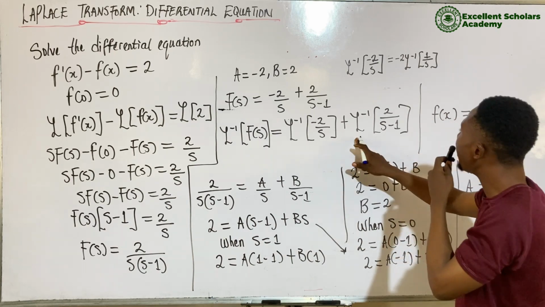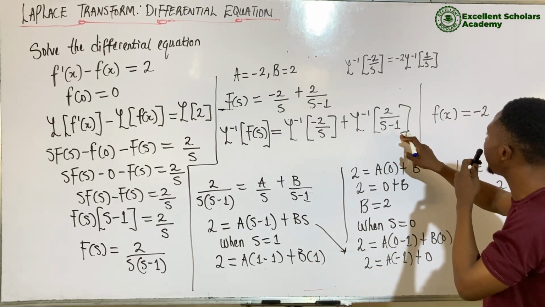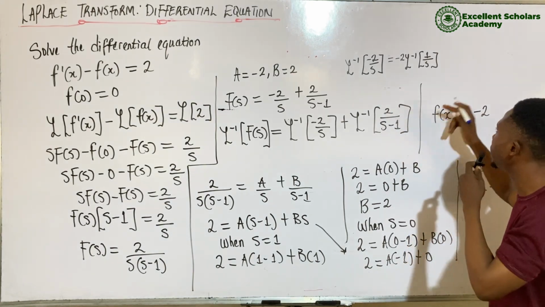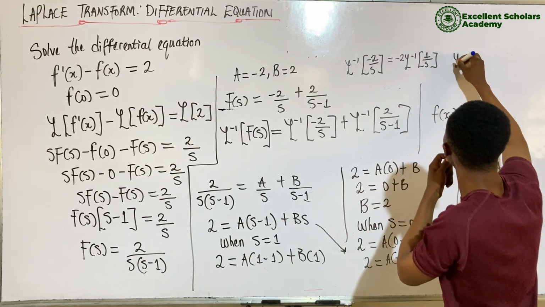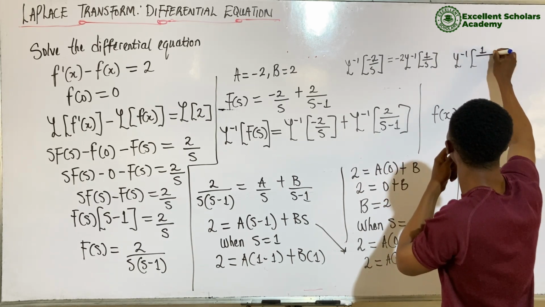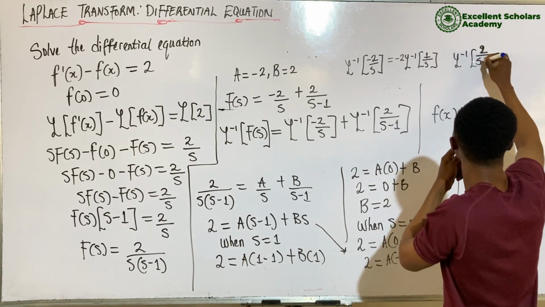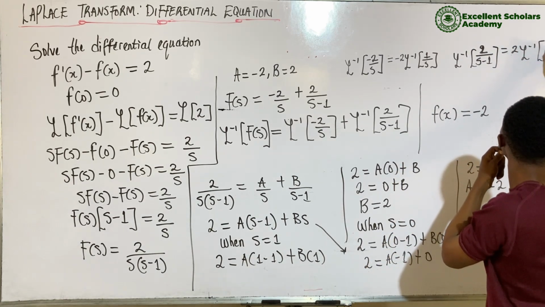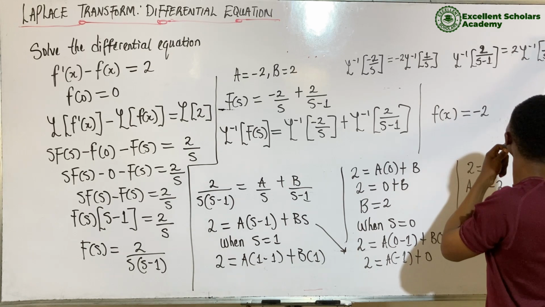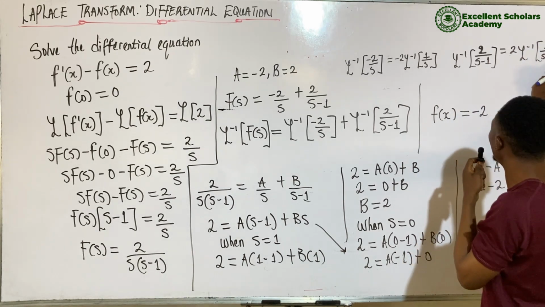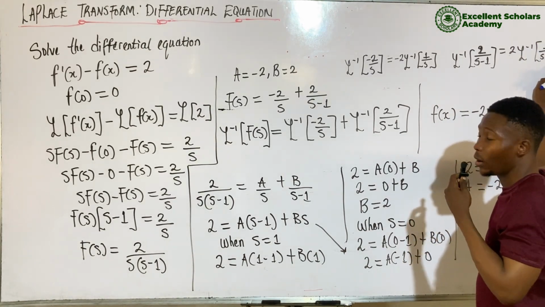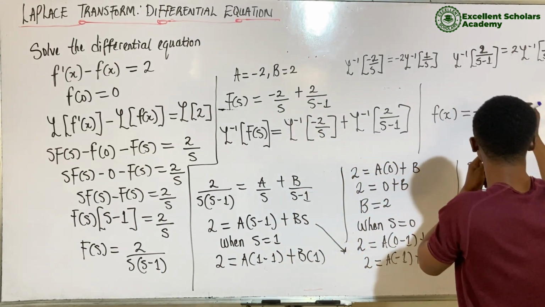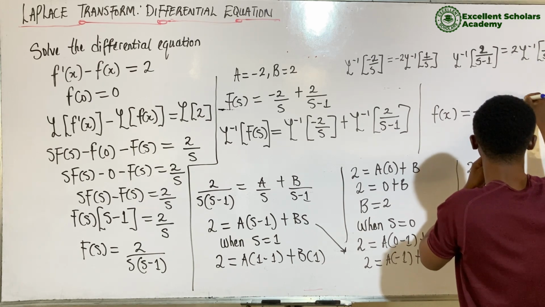Alright, so Laplace inverse of 2 over s minus 1. Pull out 2. Then Laplace inverse of 1 over s minus 1. This is what I mean, you have Laplace inverse of 2 over s minus 1. If you bring out your constant, this is going to be 2 Laplace inverse of 1 over s minus 1. Now Laplace inverse of 1 over s minus 1 gives you exponential t, or in this case, since we are dealing with x, exponential x. So this becomes minus 2 plus 2 exponential x.